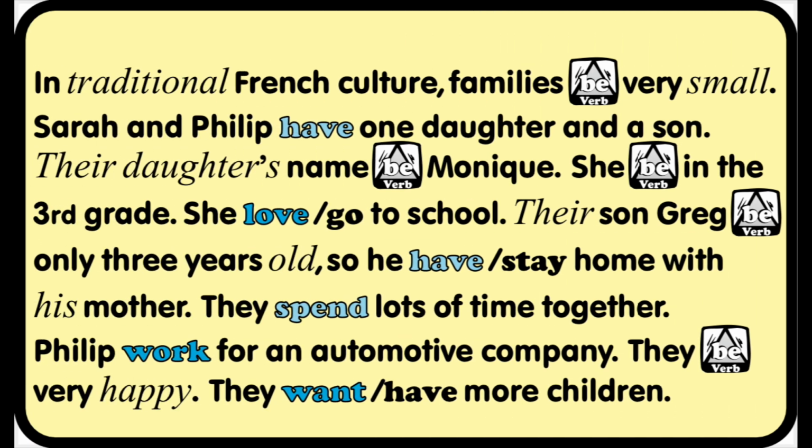All right, now let's do a reading about traditional French culture families and families around the world. In traditional French culture, families are very small. Sarah and Philip have one daughter and a son. Their daughter's name is Monique. She's in the 3rd grade. She loves to go to school. Their son Greg is only 3 years old, so he has to stay home with his mother. They spend lots of time together. Philip works for an automotive company. They are very happy. They want to have more children.